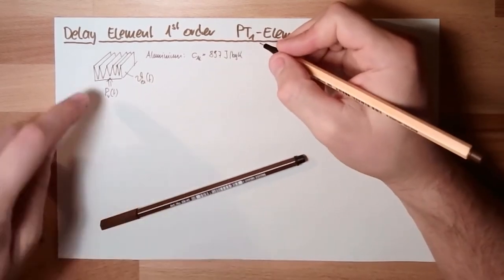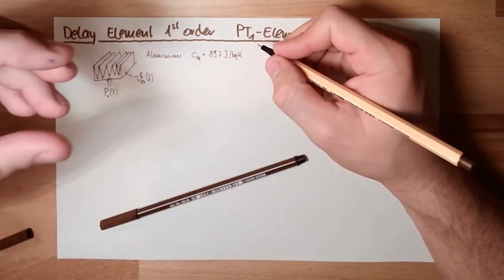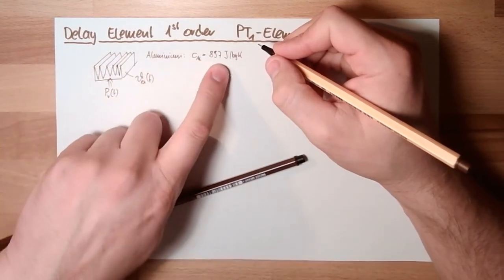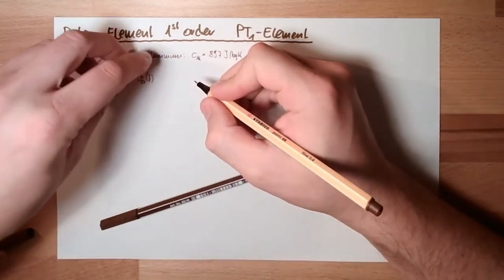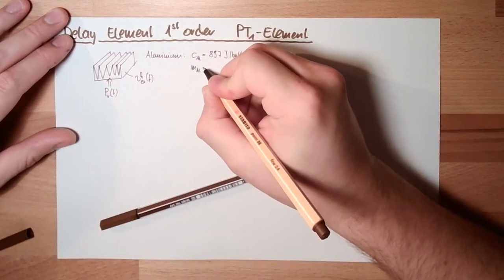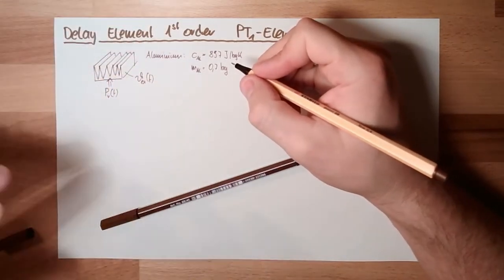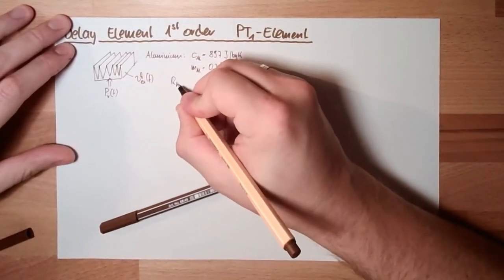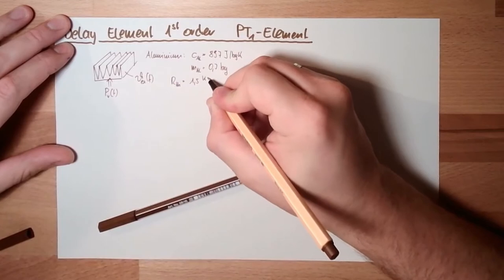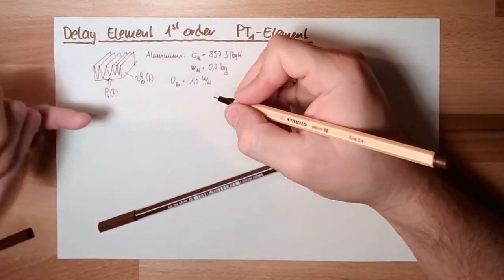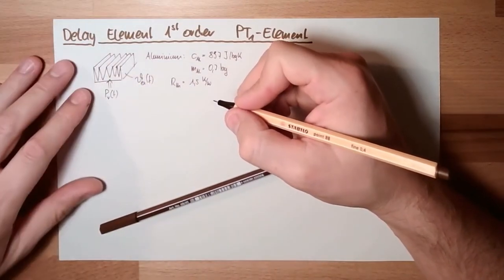So this means if I have 1 kilogram of aluminium and I want to heat this up by 1 Kelvin, I need 897 joule. This is the heat capacity. We have a mass of the aluminium, which was 0.7 kilograms. And we have a radiation resistance, this thermal resistance, which is 1.5 Kelvin per watt. This means if we have 1.5 Kelvin excessive temperature, we will radiate 1 watt away.